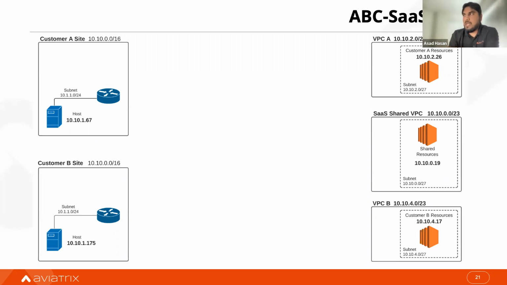You can see VPC A and VPC B at the bottom. VPC A is dedicated to customer A's environment, and VPC B similarly is dedicated to customer B. In the middle, we have shared services. Both customer A and customer B want to access some shared services. And obviously, as a SaaS provider, you want secure and reliable connectivity from your customers.